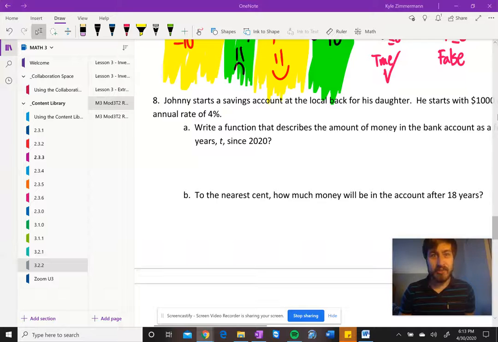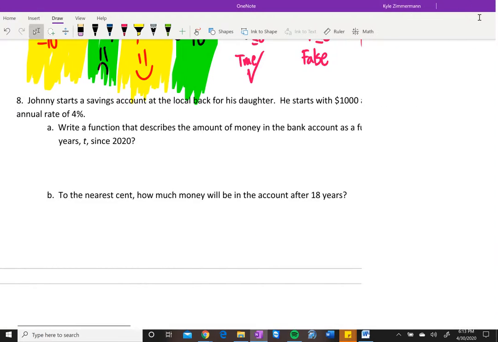Hey guys, it's Mr. Zimmerman, and today we're going to look at some of the application problems in our review guide. So let's go ahead and jump in and see when we can use exponential functions in the real world.